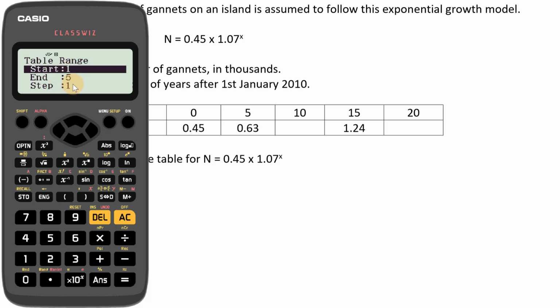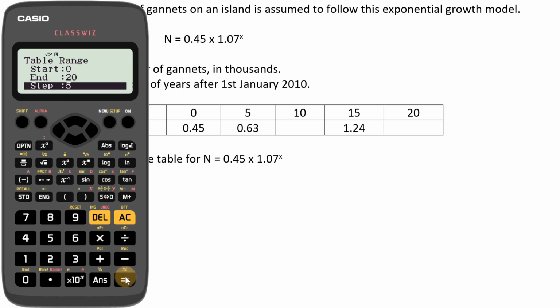Then it asks me start, end, and step. I'm going to be starting at 0 because that's my lowest value of x in my table. I'm going to be ending at 20 because that's the highest value of x in my table. And you notice the values in x are going up in 5s. So that's what the step is, what you're going up in. So I'm going up in 5s.